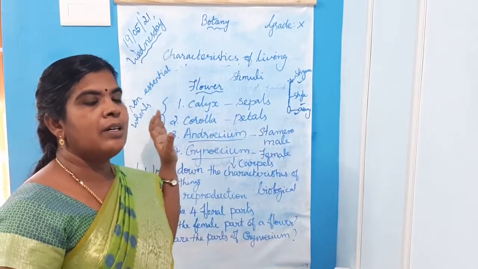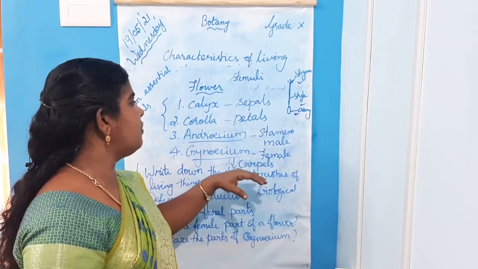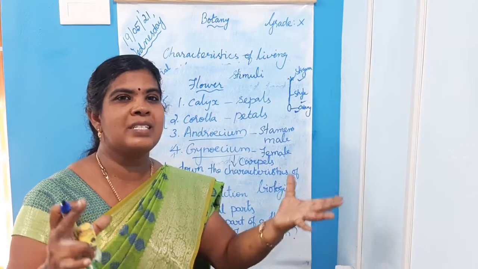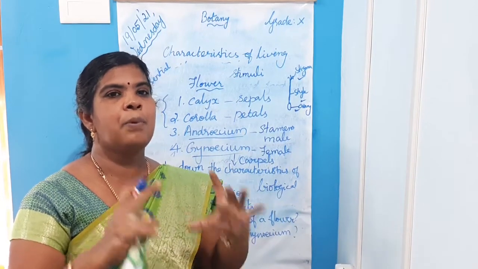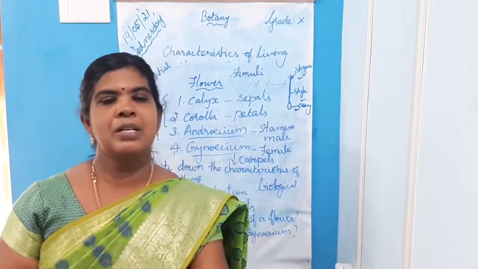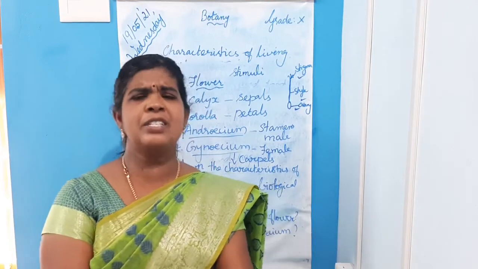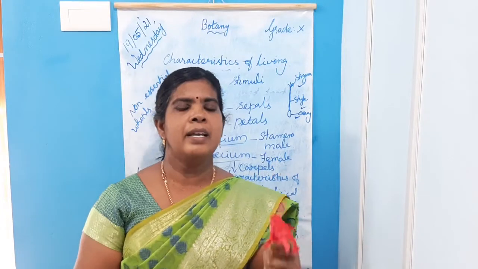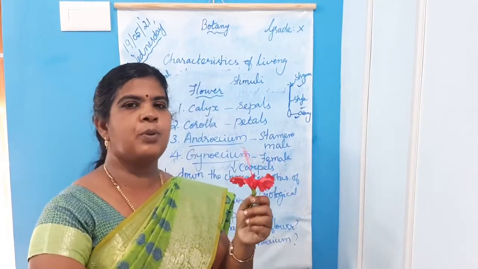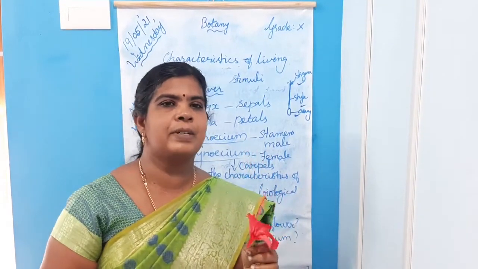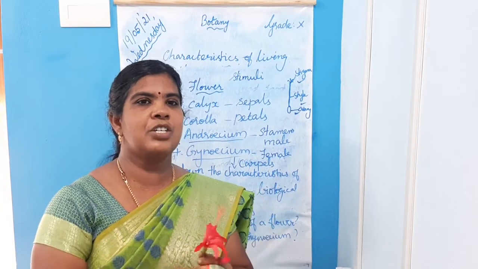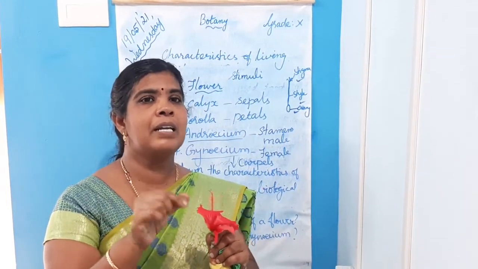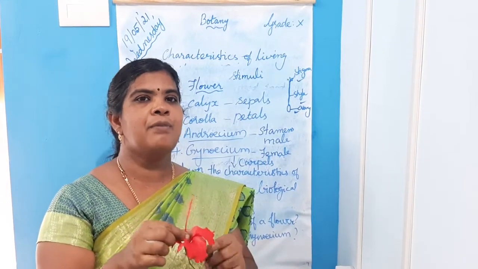What is the function of the corolla? It is brightly colored, so it attracts the insects for pollination. Pollination is very important for sexual reproduction, and it is followed by the next process, fertilization. These two processes are important for sexual reproduction in flowering plants.